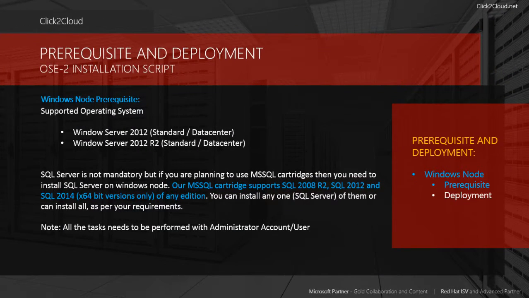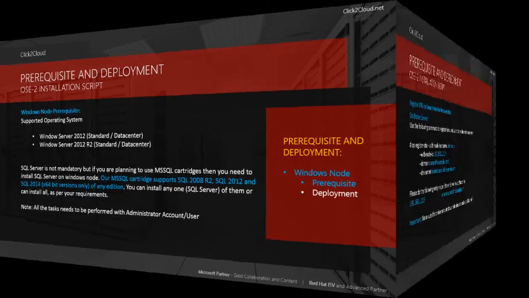Displayed are the prerequisites for Windows Node deployment. The supported operating systems are Windows Server 2012 and Windows Server 2012 R2. If you're planning to use MS SQL cartridges, then you need to install SQL Server on the Windows Node. Otherwise, SQL Server is not mandatory. Our MS SQL cartridge supports 64-bit versions of SQL 2008 R2, SQL 2012, and SQL 2014.